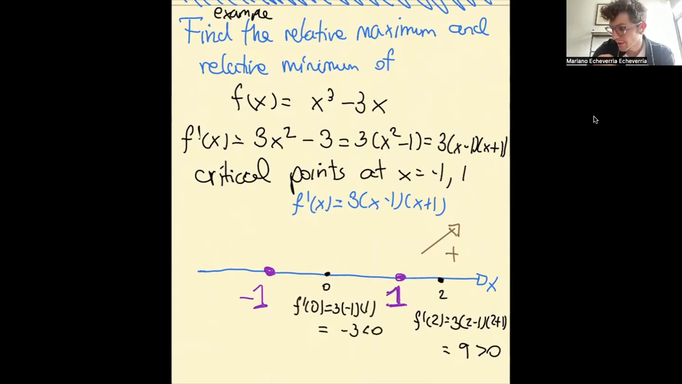So you can draw an arrow. The first derivative is negative, so you can draw a decreasing arrow. Is that making sense? Questions about this, anyone?